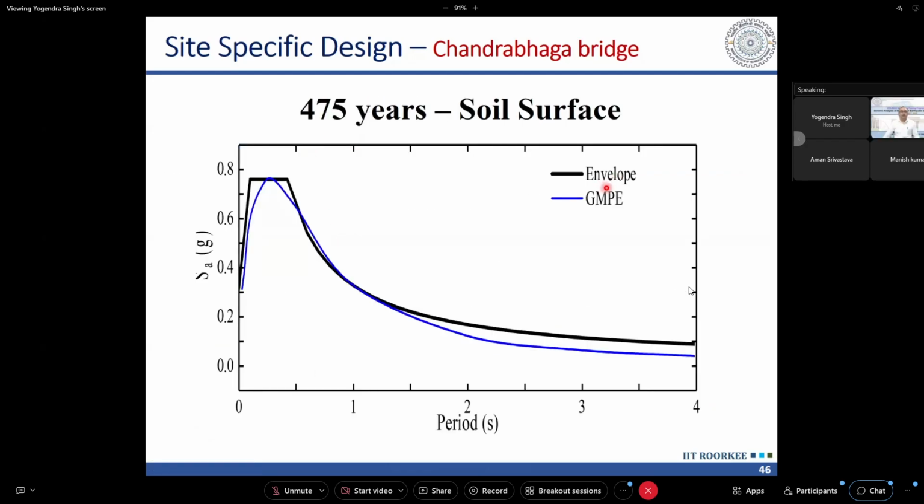So same thing has been done on soil surface. And when you consider the soil surface, you can see that amplification. Earlier it was 0.6, now it is close to 0.8. So that much increase has taken place in the peak value.